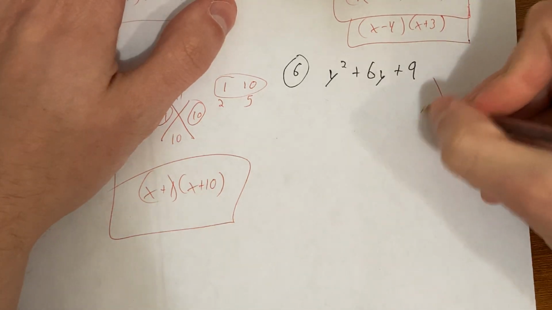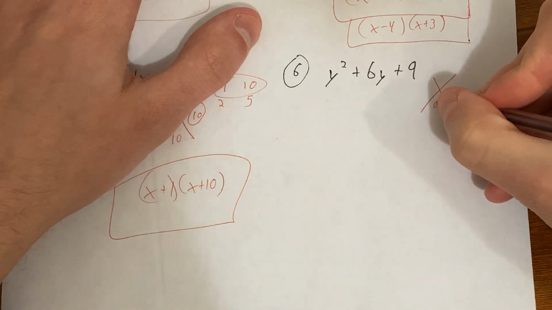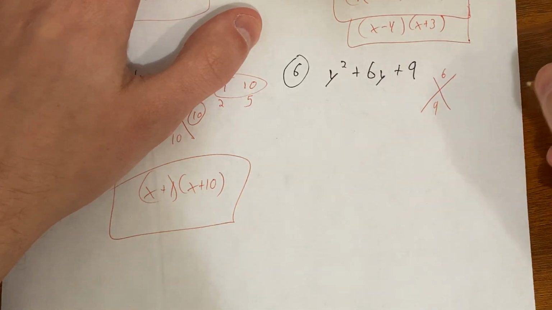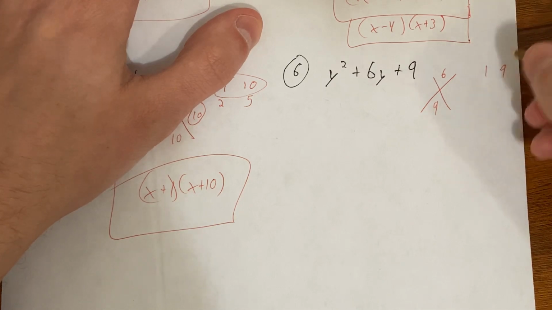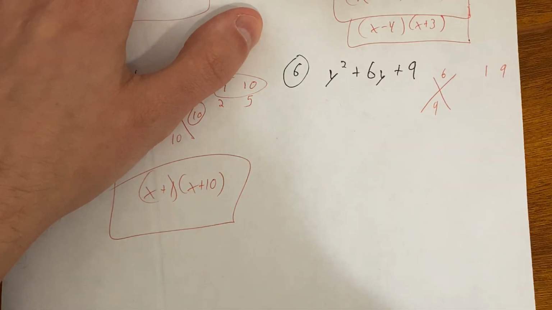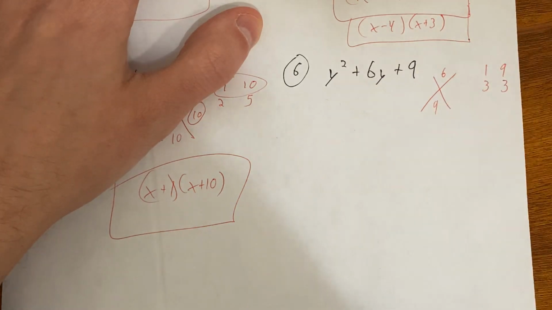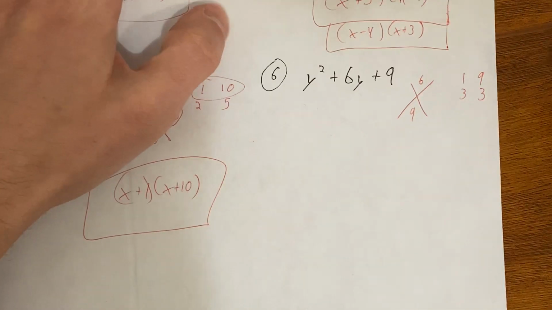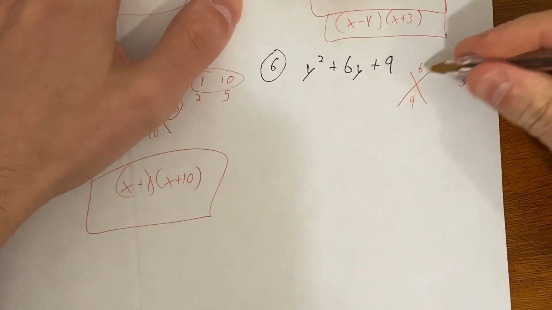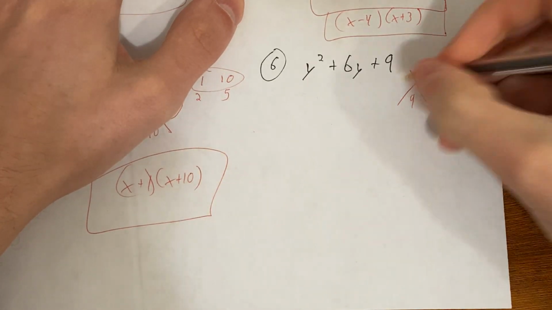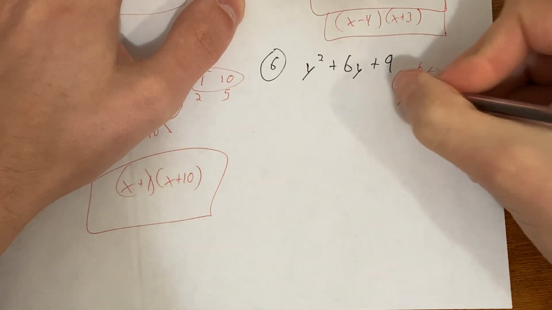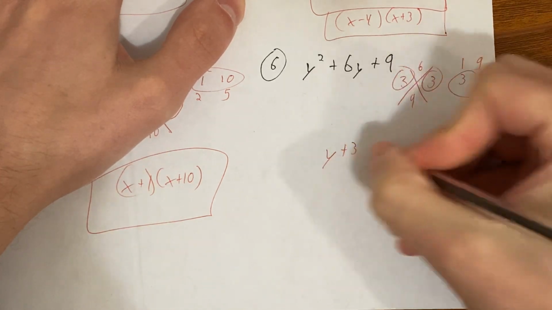And here we go, finally, what multiplies to 9 adds up to 6. Maybe it's 1 and 9. It's actually not. Maybe it's 3 and 3. That's what it is. So if we look at this, which of these will add up to 6? That is 3 and 3. So you get y plus 3 and y plus 3.